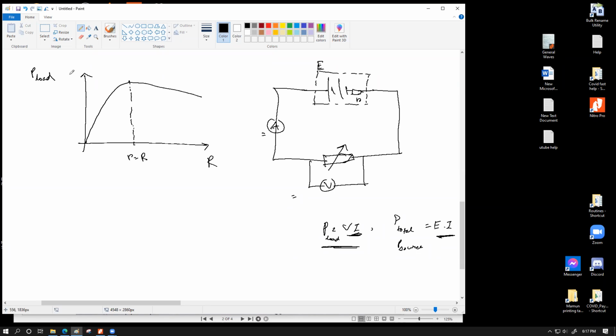And you also have to know multiple properties of this graph, that the graph has a shape like this. There is a maximum power over here. The maximum power is only achievable for a setup where the internal resistance of the source and the load resistance are exactly equal to each other.